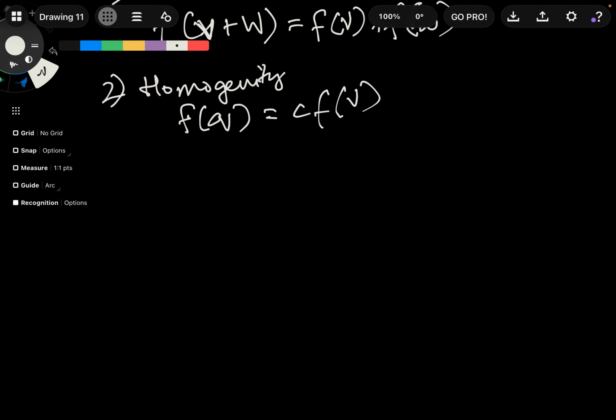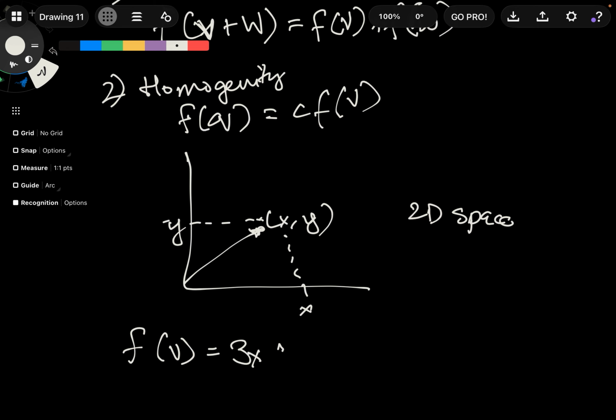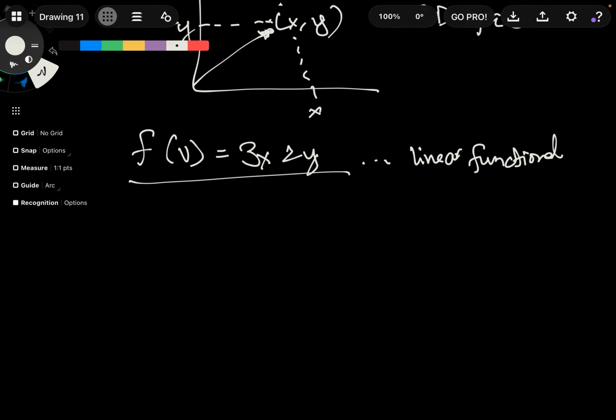So now let's imagine we're in 2D space. Okay, we have a vector, something over here, where you have x comma y. Now let's take this vector and define a function f of v equals 3x plus 2y. This is a linear functional. What is this functional doing? It's taking your vector and probing it. It's extracting a number using weights. I think this is the key point here.